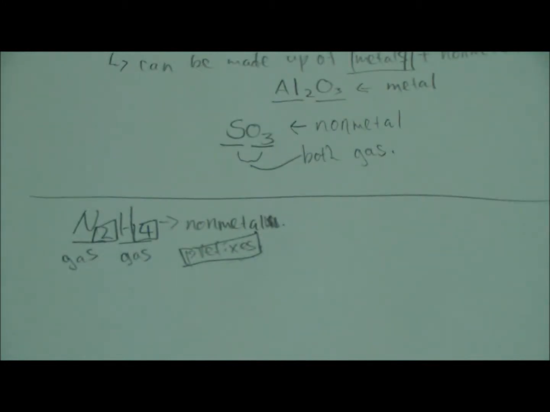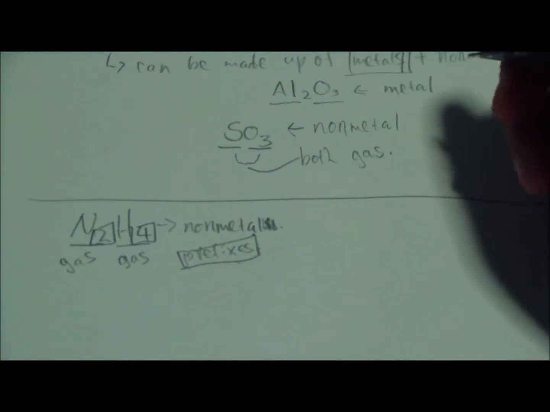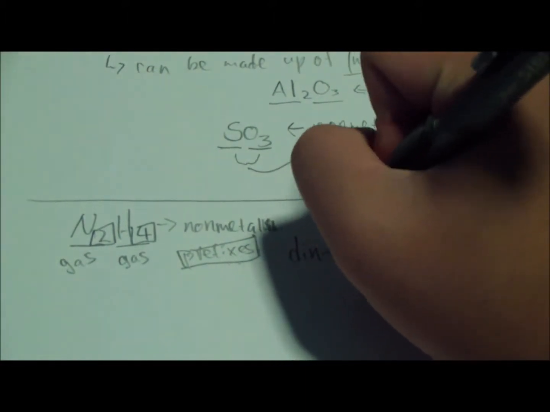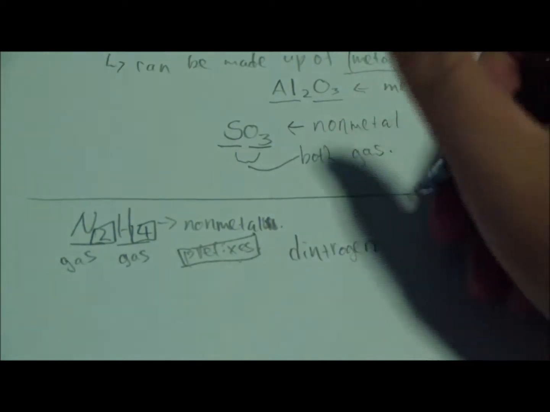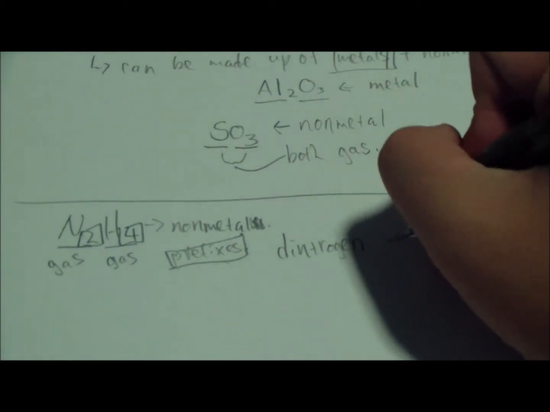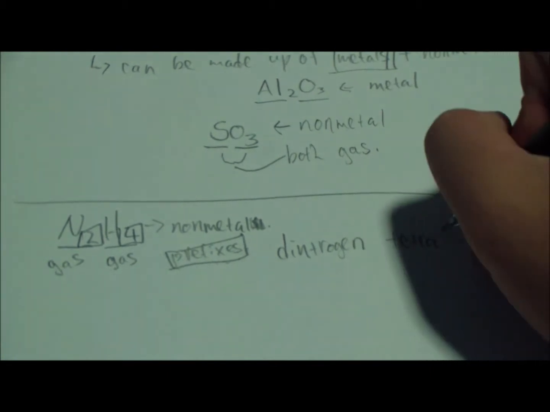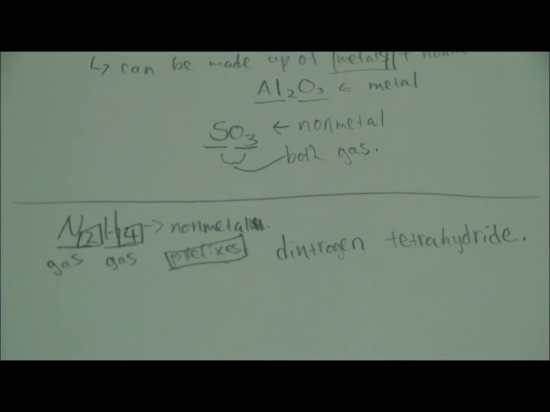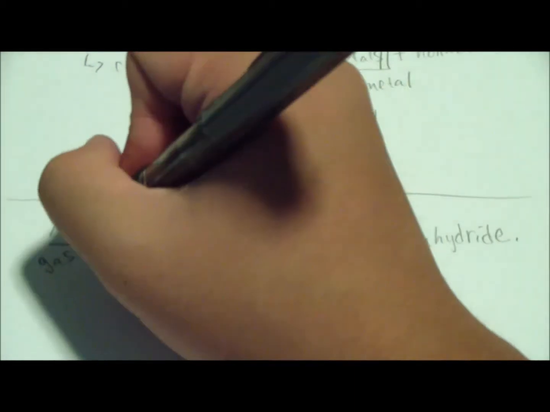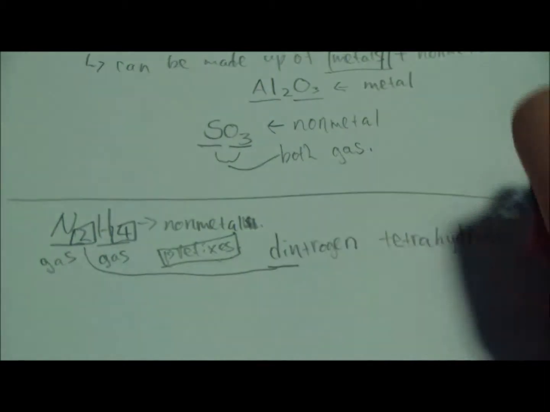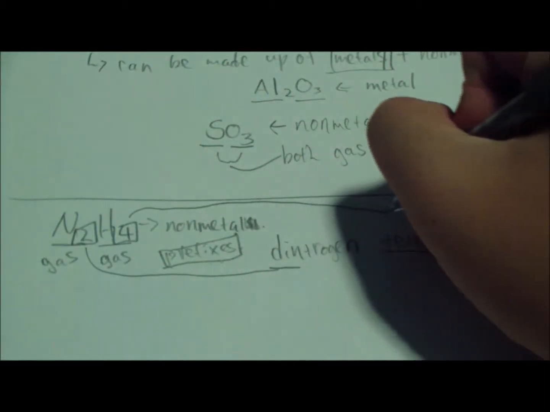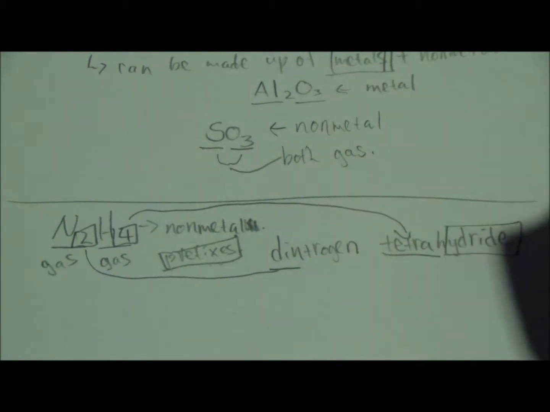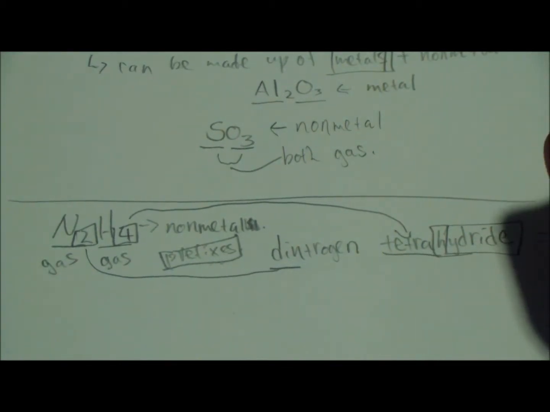Okay, so I'll go ahead and write out the name for you. For this one, it will be dinitrogen tetrahydride. Okay, di is 2, tetra is 4, and hydride equals hydrogen.